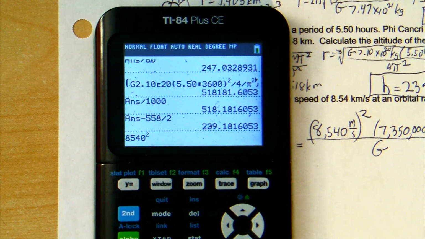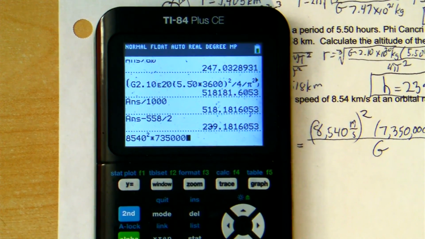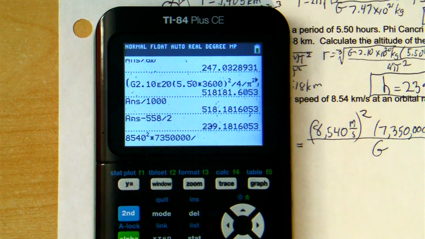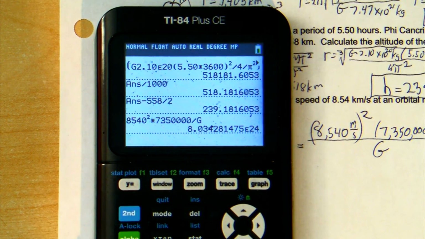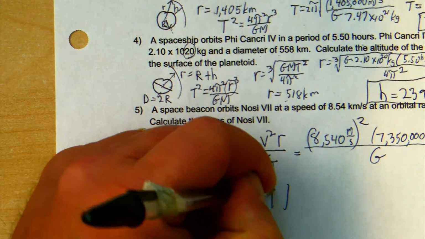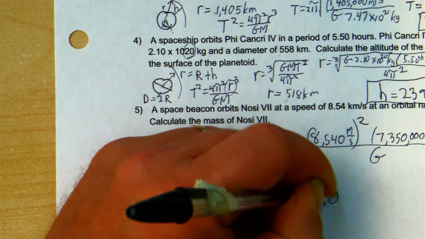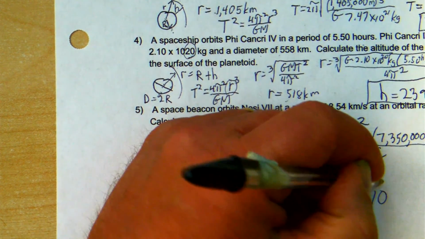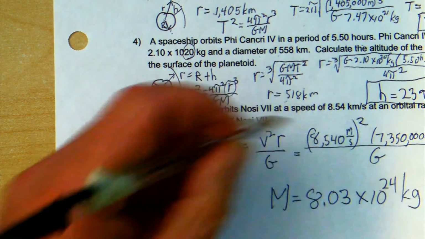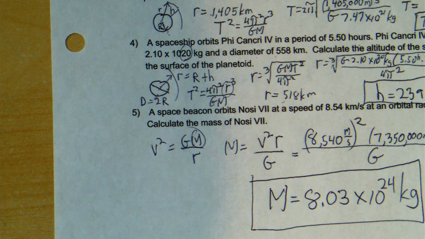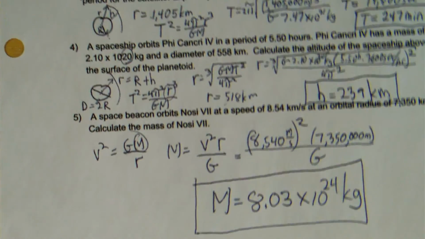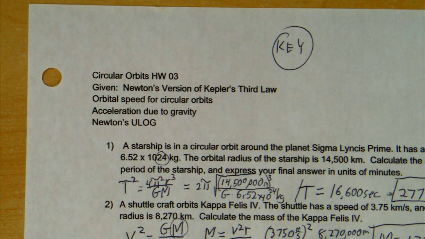And finally, 8,540 squared times 7,350,000 divided by alpha G, enter. And the result is 8.03 times 10 to the 24th power. Mass equals 8.03 times 10 to the 24th power, meaning it's a little bit larger than our own planet Earth, assuming that's where you're from. This concludes the debrief on circular orbits homework 3.